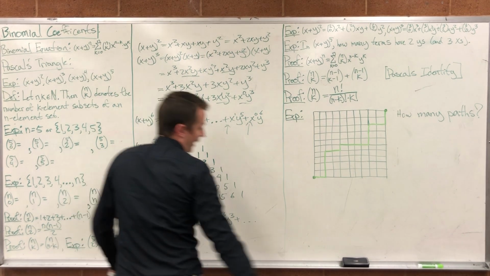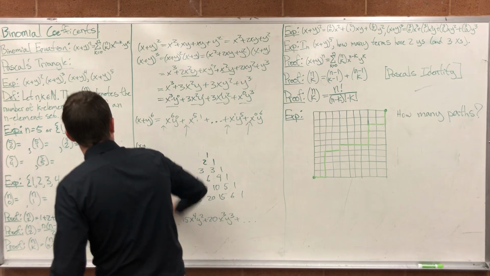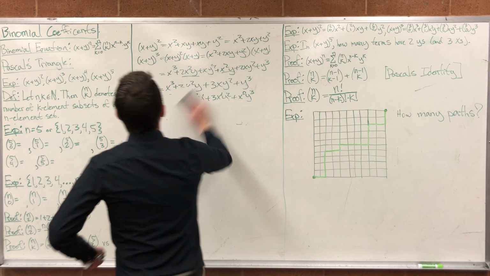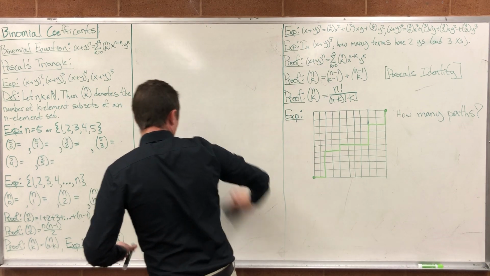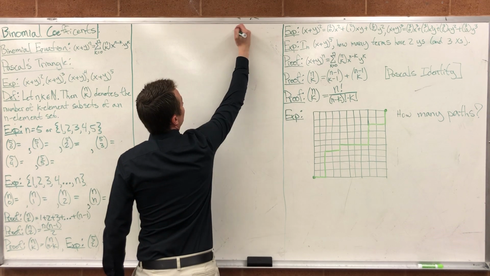So I'm going to write this out once. I know you don't understand the notation, but I'm going to write it out, and then we'll start making sense of the notation. And we'll use x plus y to the 5. So let's do Pascal's triangle really quick again.